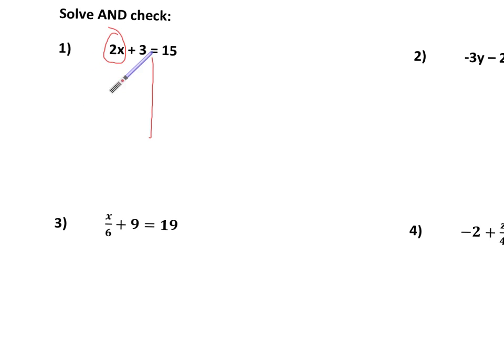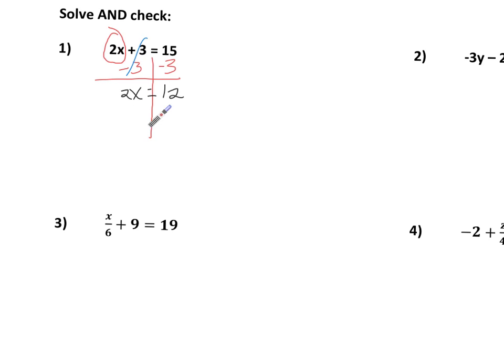So we want this by itself, so we have to get rid of this plus 3. So the opposite of a positive 3 is a negative 3. So we are going to subtract 3 from both sides. The 3's cancel, and you end up with a 2x on the left equals, and then 15 minus 3 is 12.